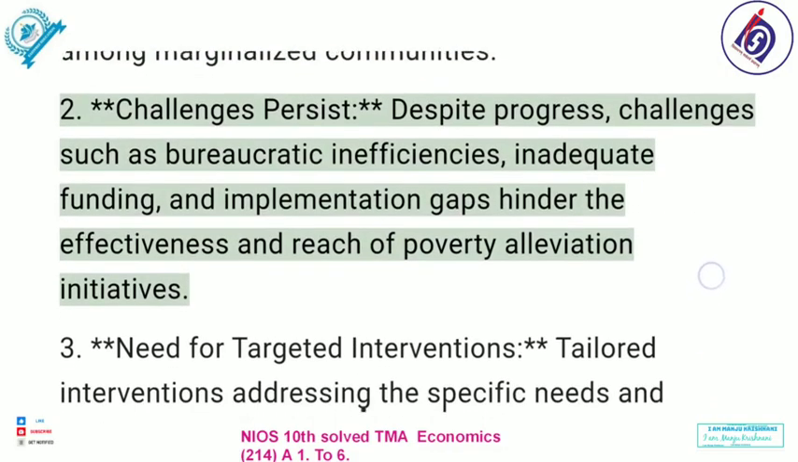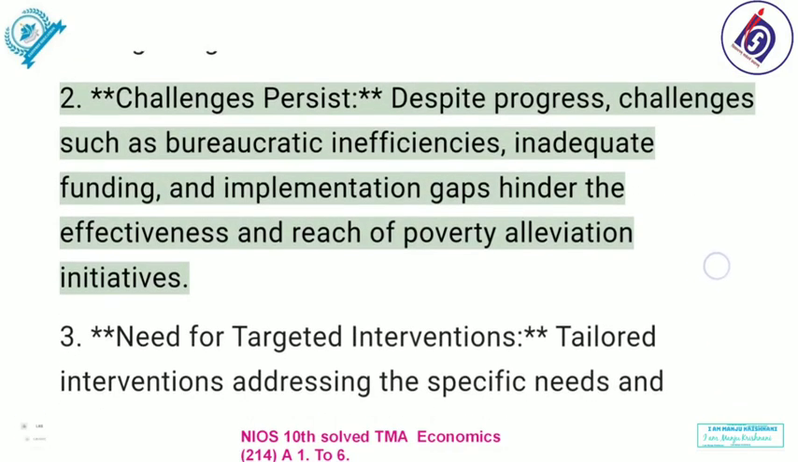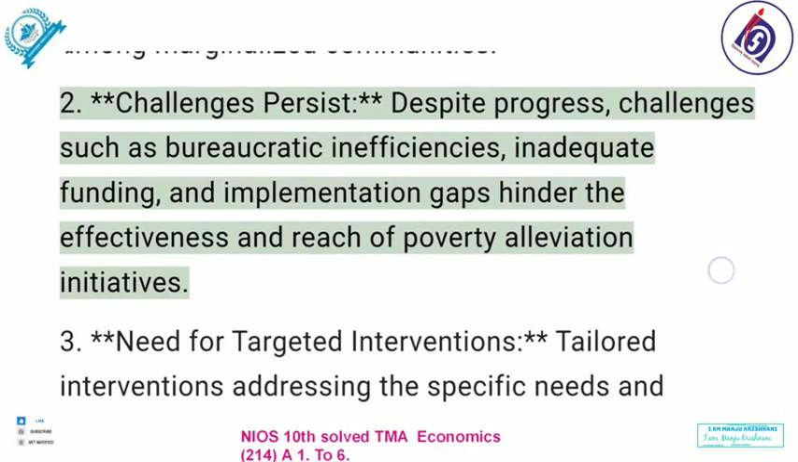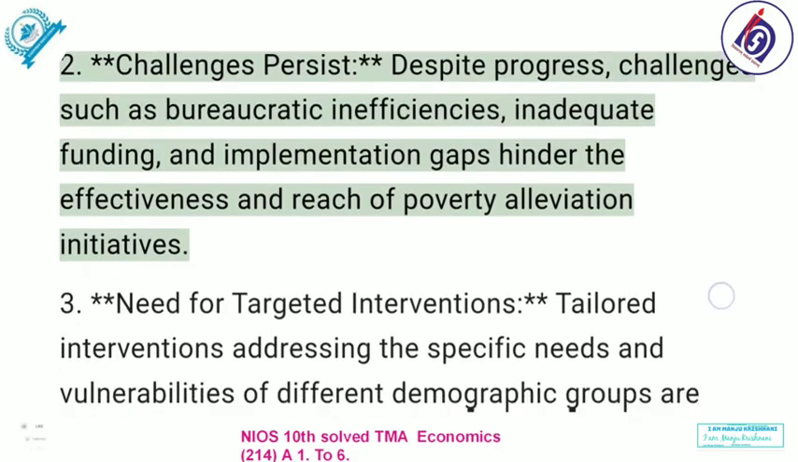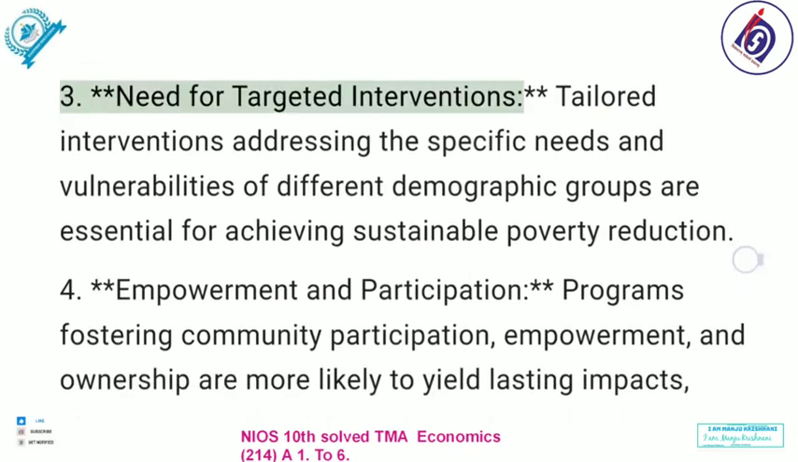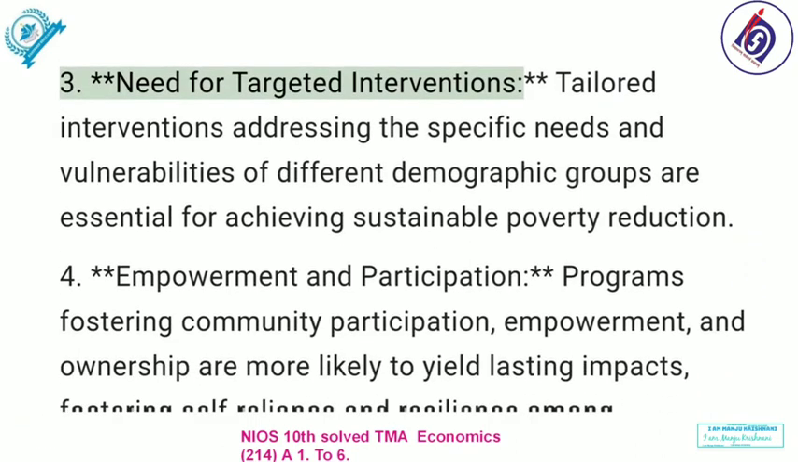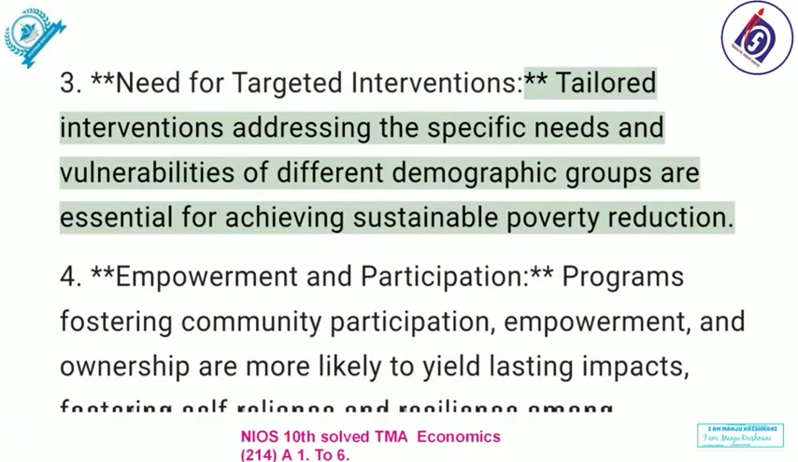2. Challenges persist. Despite progress, challenges such as bureaucratic inefficiencies, inadequate funding, and implementation gaps hinder the effectiveness and reach of poverty alleviation initiatives. 3. Need for targeted interventions. Tailored interventions addressing the specific needs and vulnerabilities of different demographic groups are essential for achieving sustainable poverty reduction.